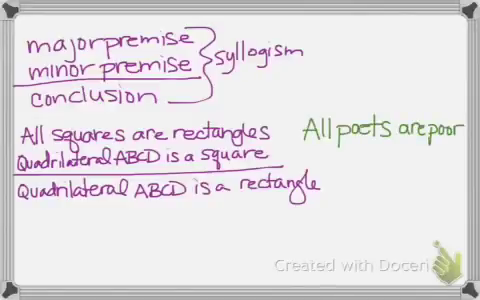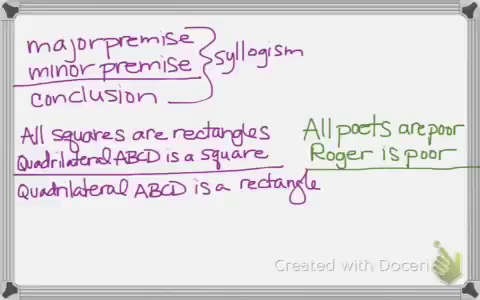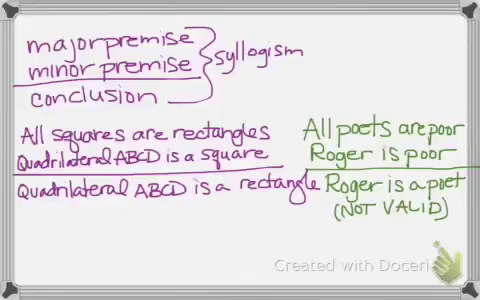Okay, let's look at another one. All poets are poor. Roger is poor. Therefore, Roger is a poet. This one is actually not valid, because Roger could be any other occupation and still be poor. It doesn't say anything about it.